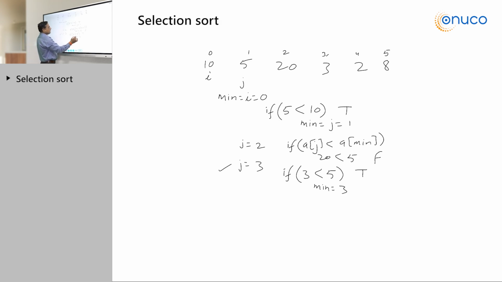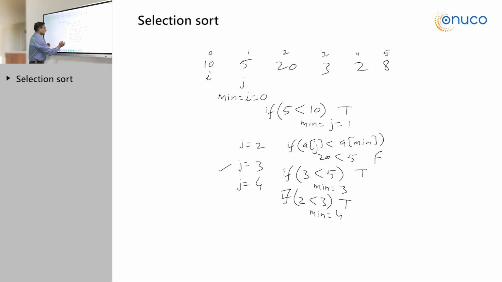Thereafter, again we'll go and check by increasing the value of j. j becomes 4. Once j becomes 4, let us check again. What is A of j? A of 4 is 2. Is 2 lesser than A of min? Min position is 3, A of 3 is 3. Is 2 lesser than 3? Yes, the condition is true. If it is true, then again you are going to write min is equal to j. And what is the value of j? j is 4.